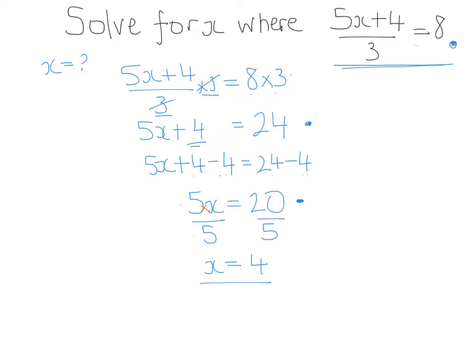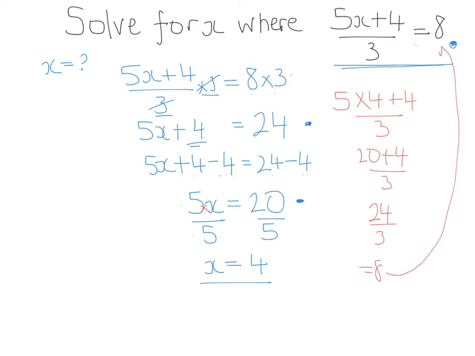Now I might just check to make sure that when I put in x I get 8 out. So 5 times 4, now in place of x I'll put in 4, plus 4 divided by 3. 5 times 4 is 20, 20 plus 4 is 24, divided by 3 is 8, which is what it should be. Alrighty everybody, well I hope that helped and I'll see you in class.